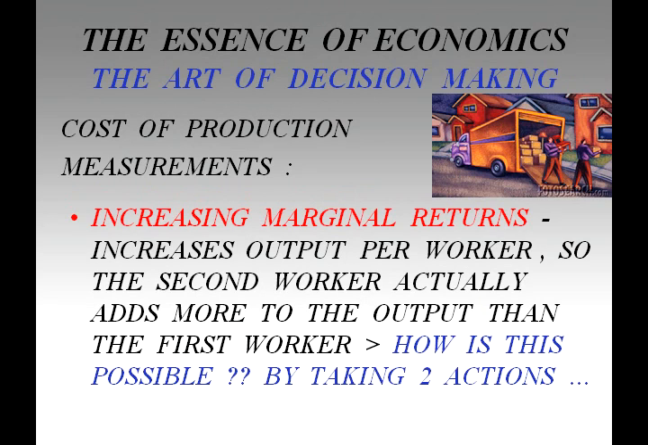If you go back to the chart that we just looked at for the moving company, and you look at the numbers in black, up to when they added 3 workers to do the moving of the boxes and the light furniture, we have a measurement concept that we use to describe that type of condition, and it's called increasing marginal returns. This is where output per worker increases, so that the second worker actually adds more to the output than the first worker. Now, this happens as a result of taking 2 actions, and we'll talk about those now.